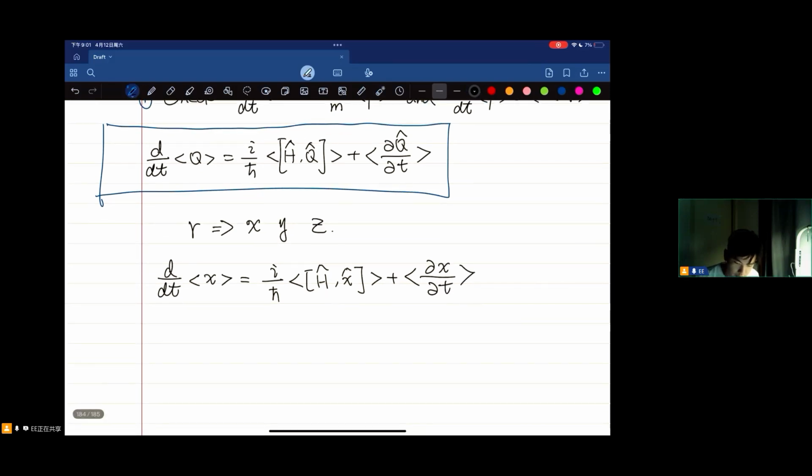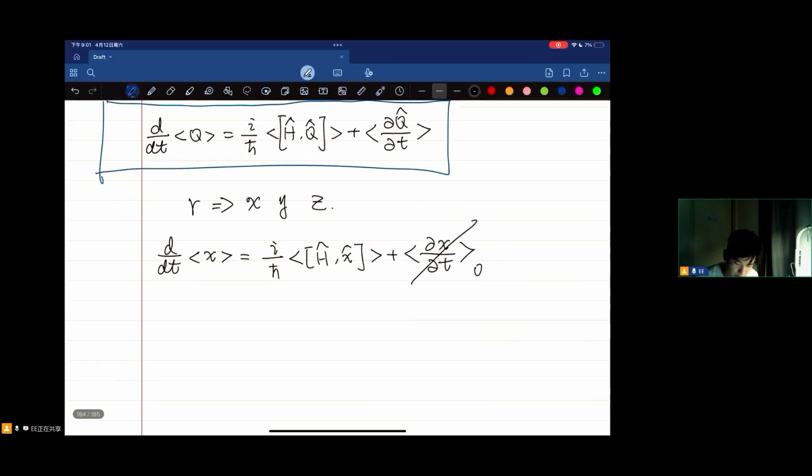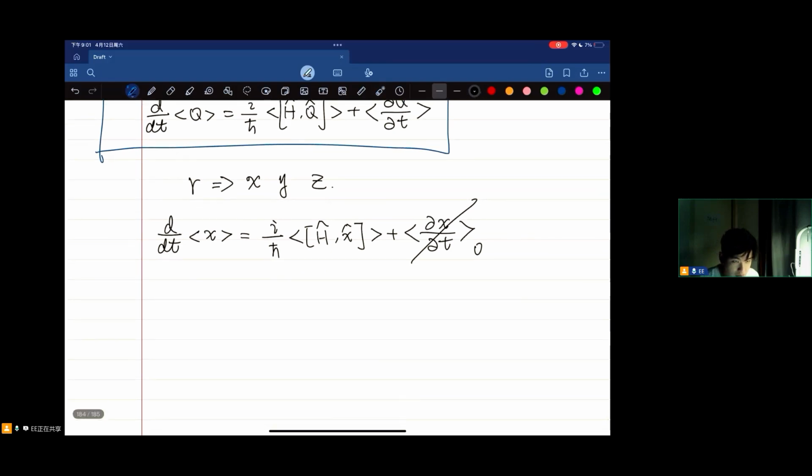Okay, so now let's look at this. What is this? Well, because x doesn't explicitly involve t, ∂x/∂t would just be 0. So this will be 0, and we only need to care about the first term. But how to deal with the first term? We have to write down the Hamiltonian in terms of derivatives so that we can simplify it.